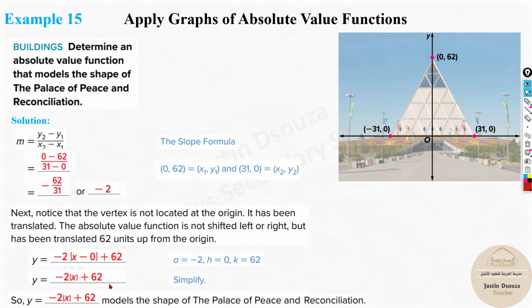The final answer, this is the equation that models the shape of the Palace of Peace and Reconciliation. Sorry.